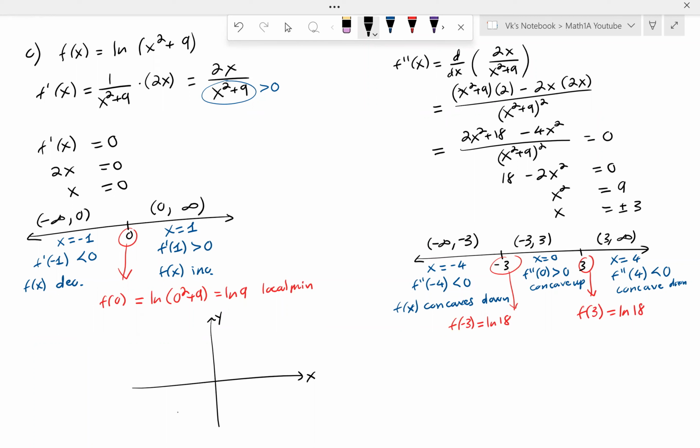Okay, so the first thing is we're going to locate the local minimum. (0, ln 9) is somewhere right here. Yeah, (0, ln 9) right there. And the next point is we're going to locate the inflection points. (-3, ln 18) is right here. (3, ln 18) is right here. We have 3 points. Now be very careful.